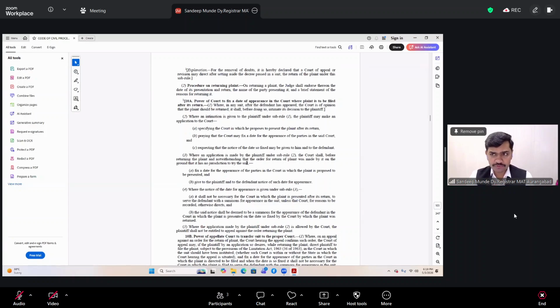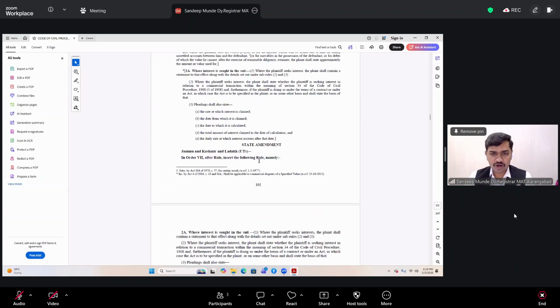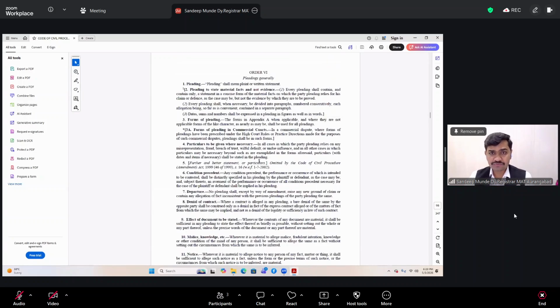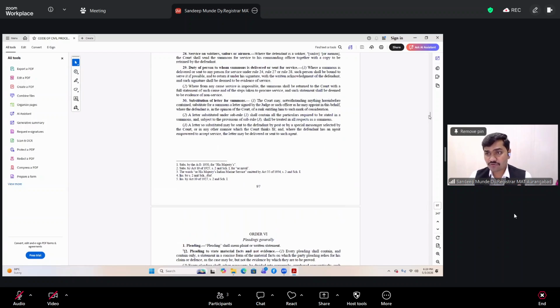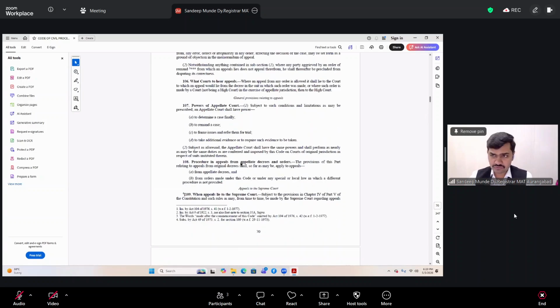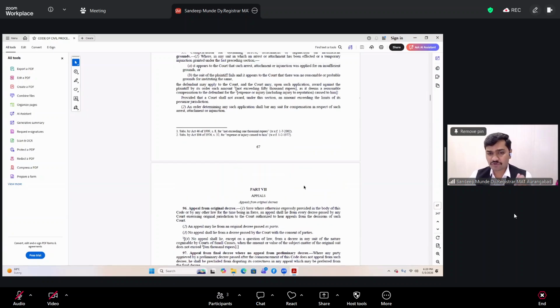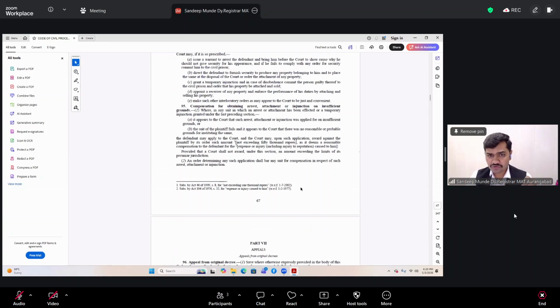So after order 20, there are 2 routes available to the parties. One route, from section 36 to 74, deals with the execution proceeding, along with the longest order of the Code of Civil Procedure, order 21, which deals with the execution of judgment and decree. The person against whom the order or decree has been passed will go in appeal; the provisions of appeal start from section 96 and order 41. In today's lecture, we will discuss the basic provisions regarding the execution of judgment and decree.